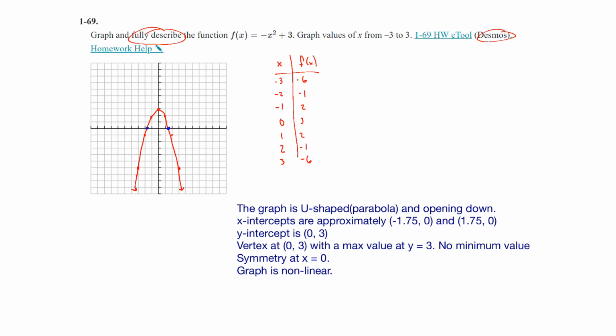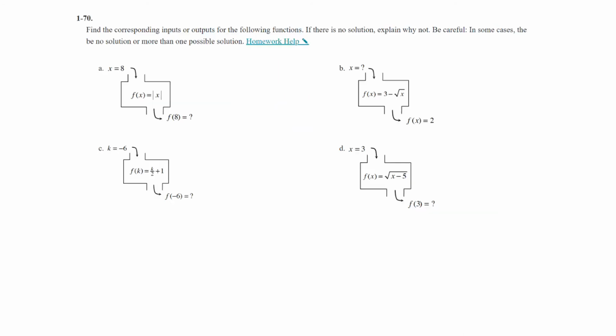We know the y-intercept is at 0, 3. The vertex is also located at 0, 3 with a maximum value of y equals 3. So when we talk about max and mins, that's height. So that would be your y coordinate. No minimum value because the graph goes down forever. There is symmetry at the vertical line, x equals 0. So right here is where that symmetry occurs. And I think that's about it. So if you included other things, that's fine, but really those are the ones that we continue to focus on.